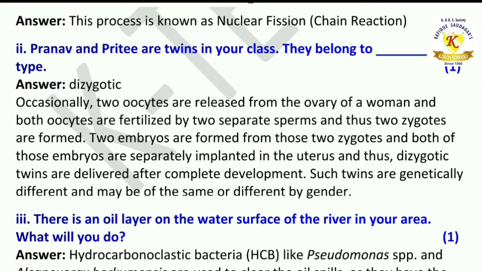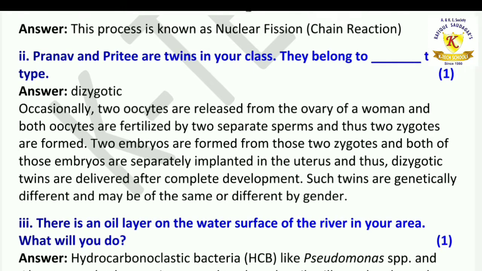Occasionally, two oocytes are released from the ovary of a woman, and both the oocytes are fertilized by two separate sperms, and thus two zygotes are formed. Two embryos are formed from those two zygotes, and both of those embryos are separately implanted in the uterus, and thus dizygotic twins are delivered after complete development. Such twins are genetically different and may be of the same or different gender. Okay?